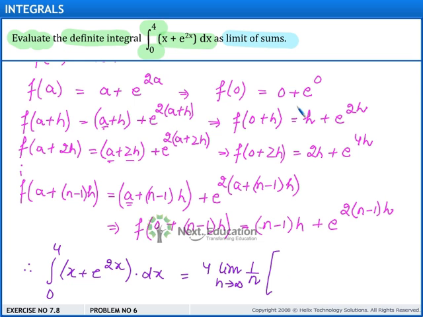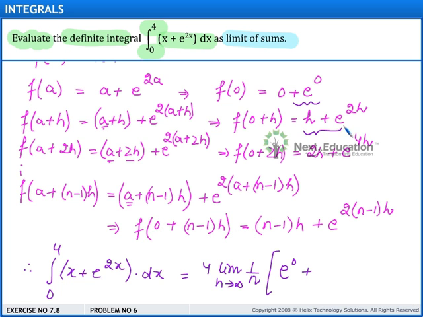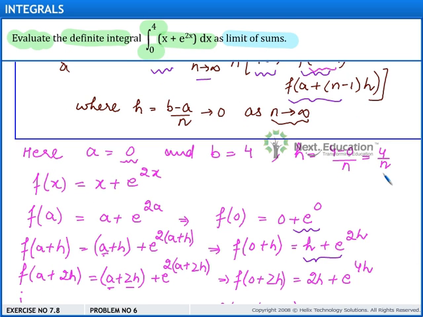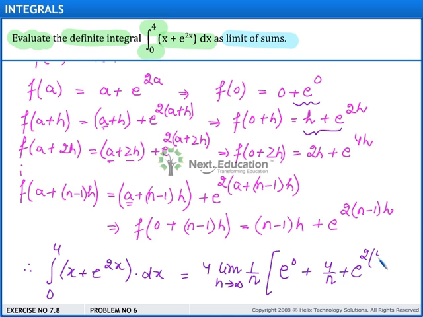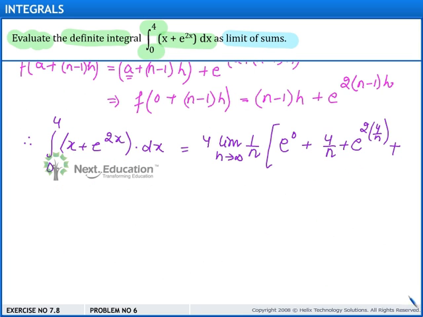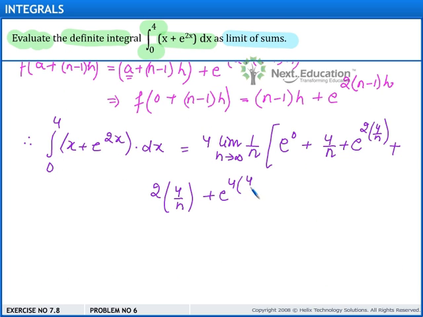So f(a) is exponential raised to the power 0. f(a plus h) is h plus exponential raised to the power 2h, and the value of h is 4 upon n. So we have 4 upon n plus exponential raised to the power 2 times 4 upon n, plus, then we have f(a plus 2h), and its value is 2h plus exponential raised to the power 4h. So we have 2 into 4 upon n plus exponential raised to the power 4h, that is 4 into 4 upon n.